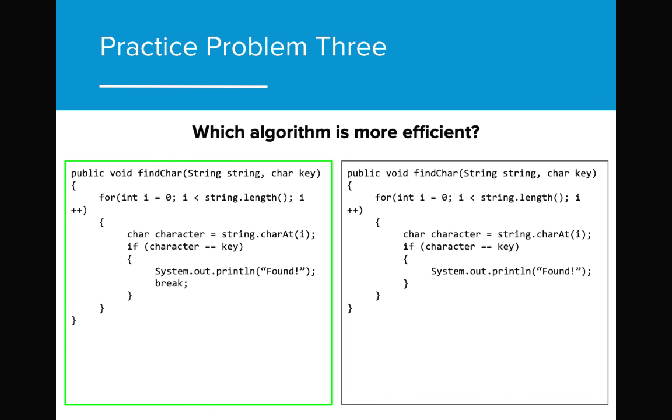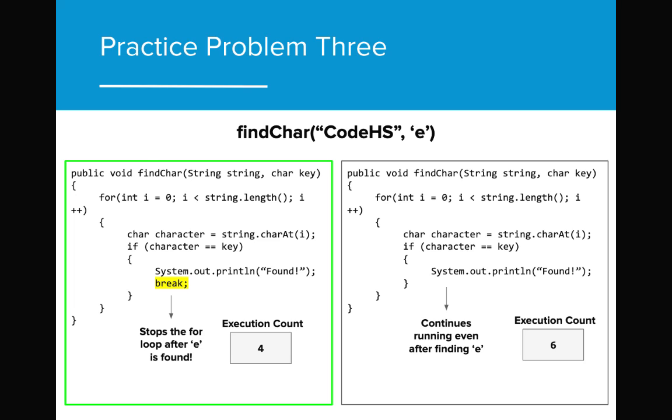Let's explore why. The break statement in the code actually stops the for loop from running once the key in the string is found. If we were to use the string codehs and look for the key e, we would only have to iterate through 4 times before we would find the value and break from the program. The algorithm on the right, however, would iterate through the entire word even after the value has been found. That means the execution count would be 6, making this algorithm less efficient than the one on the left.